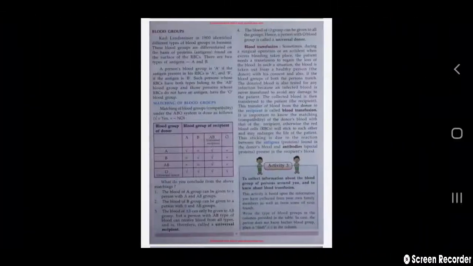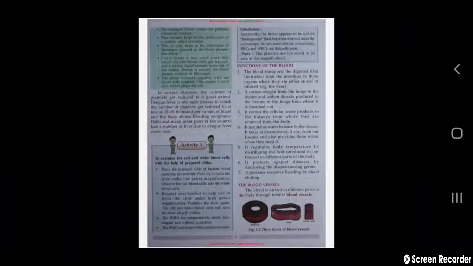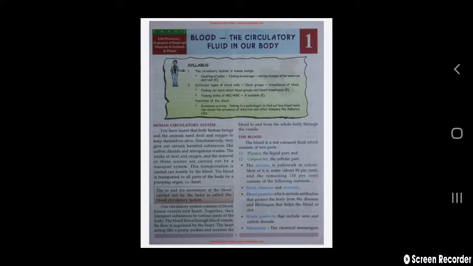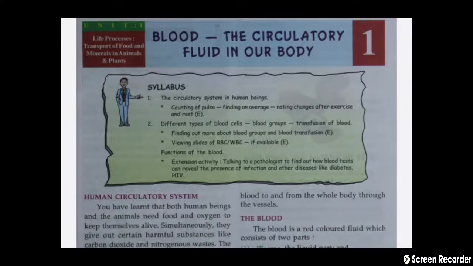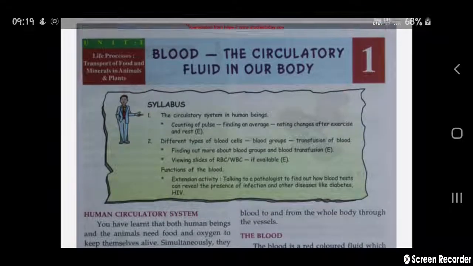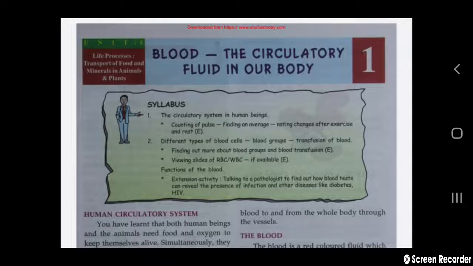So in this chapter, the syllabus you learned is about the blood, about the heart, different types of blood, and pulse rate. You learned how blood is sent out to the other parts of the body and how it is taken back, and what happens in the other parts of the body, and more about the blood. So this was your chapter, the blood, the circulatory fluid in our body.